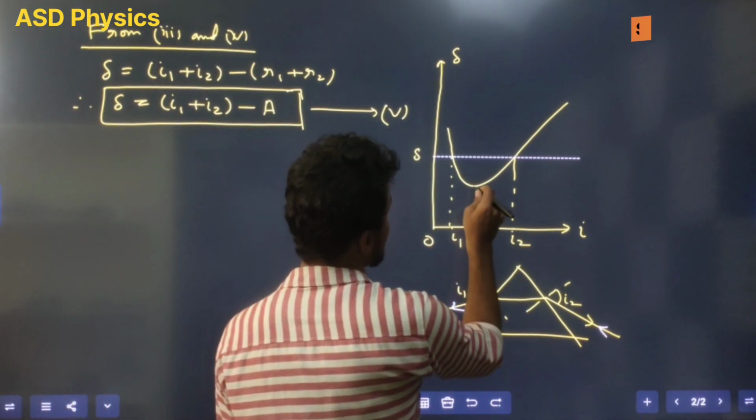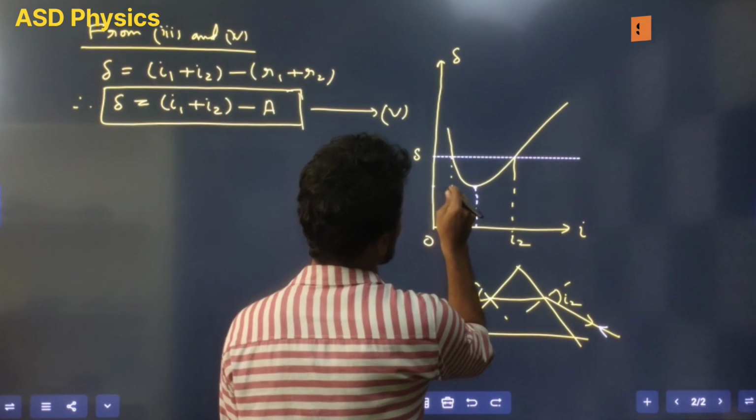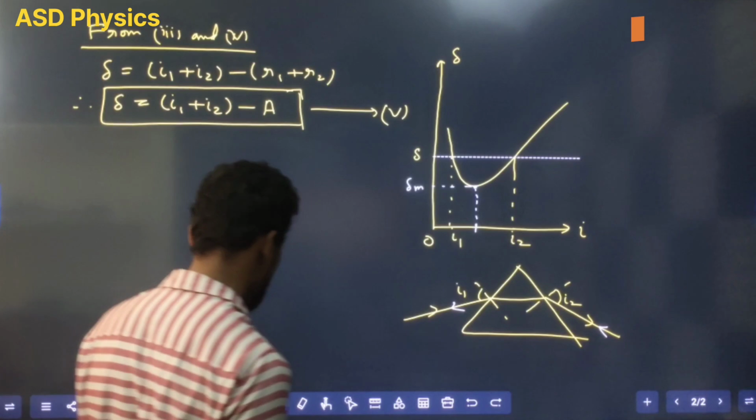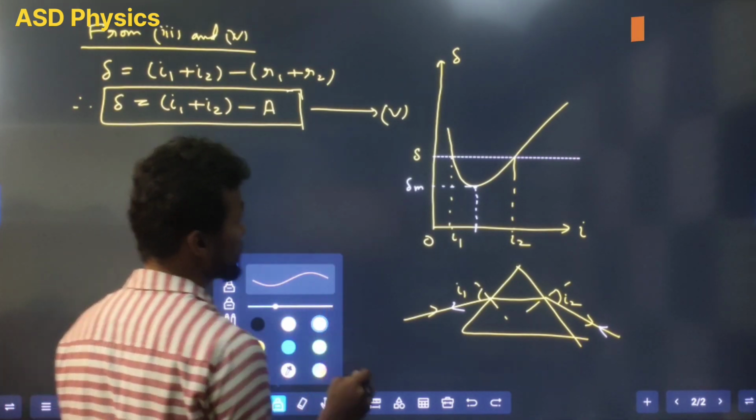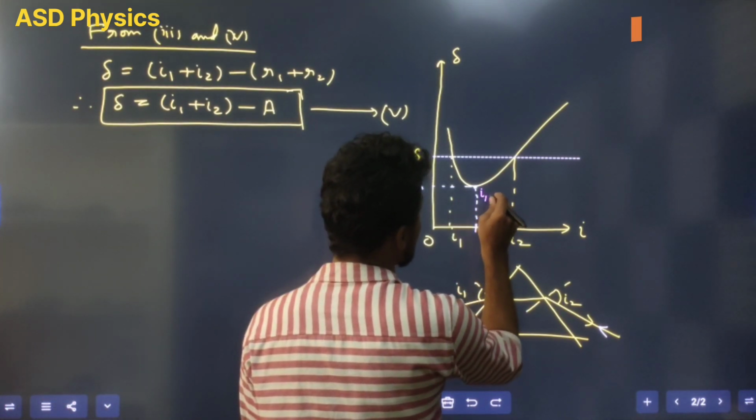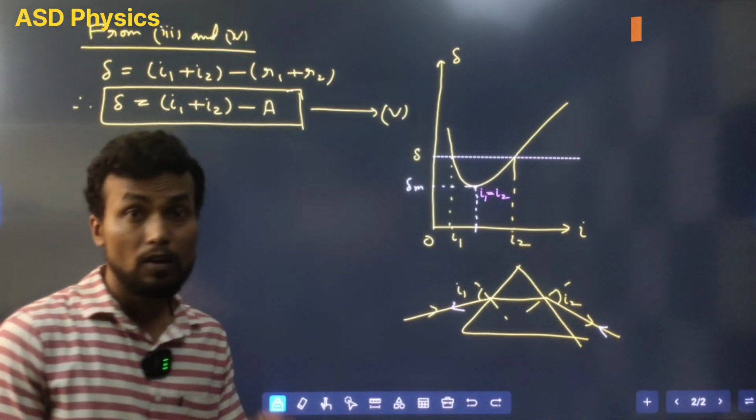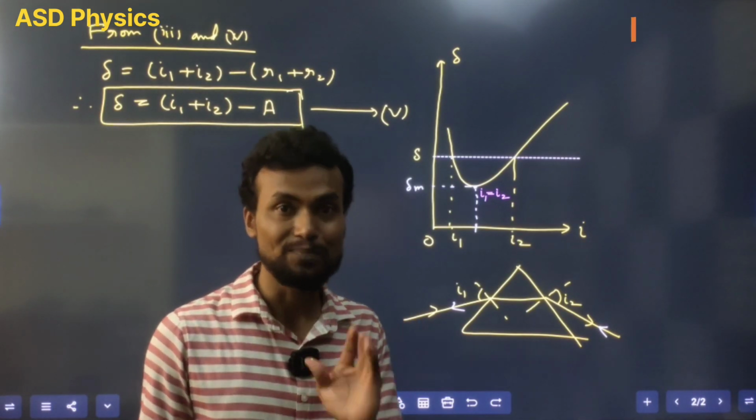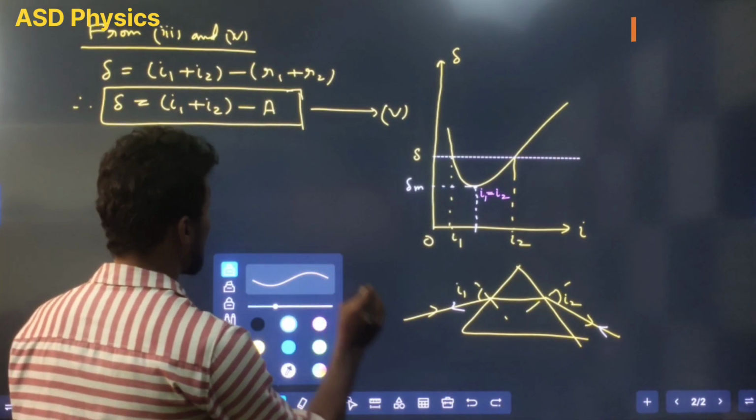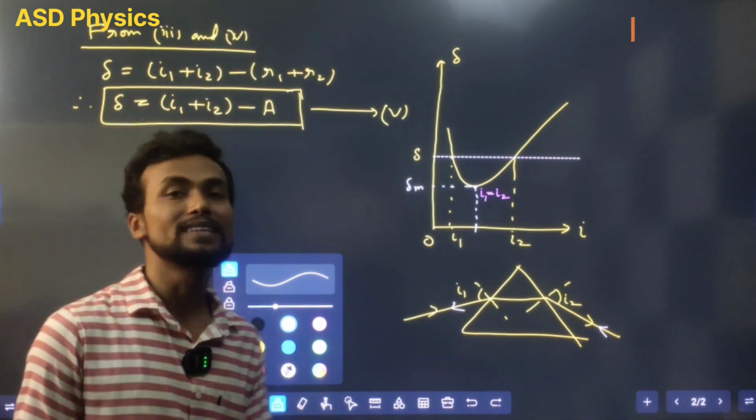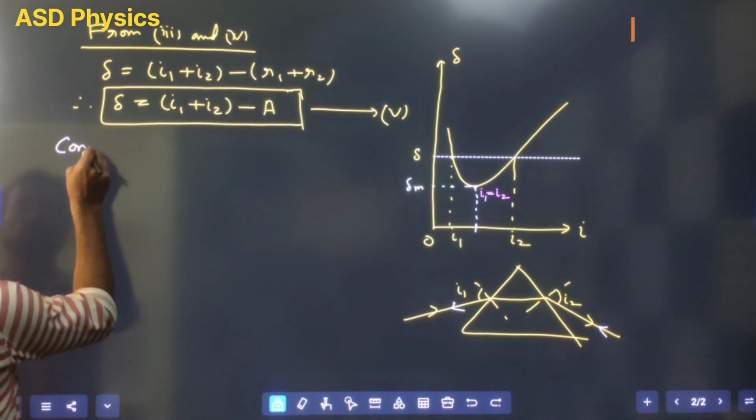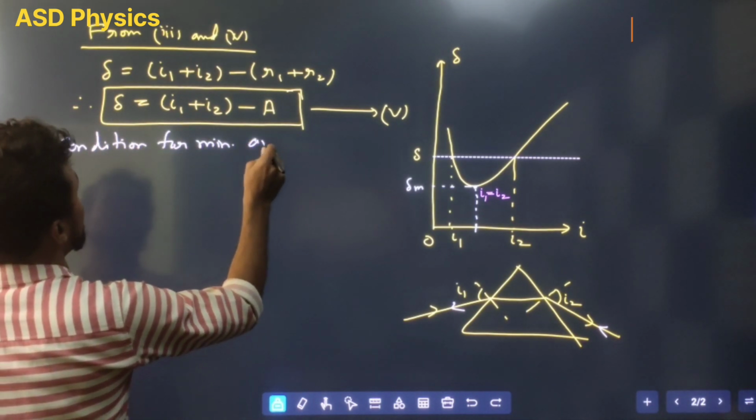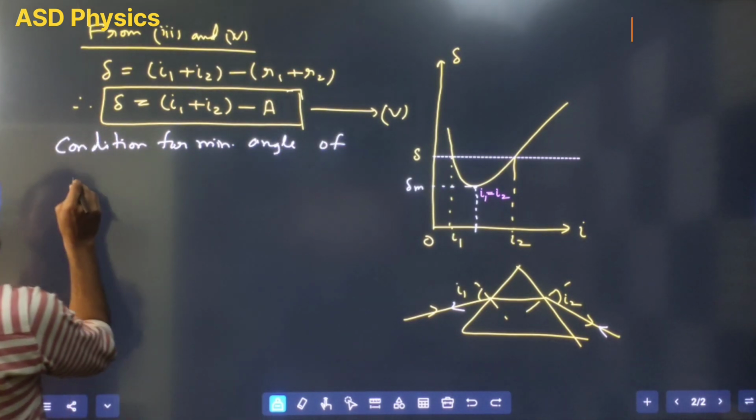And at this point, students, the angle of deviation will be minimum. At this point only, I1 will be equal to I2. When I1 equals I2, only then the minimum angle of deviation will be there. Now, students, I am going to write the condition for minimum angle of deviation here.